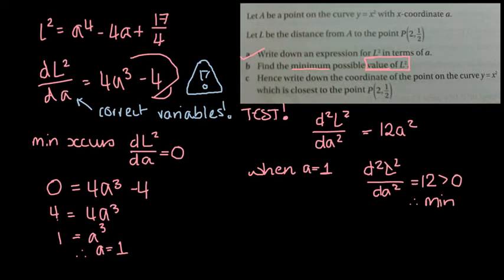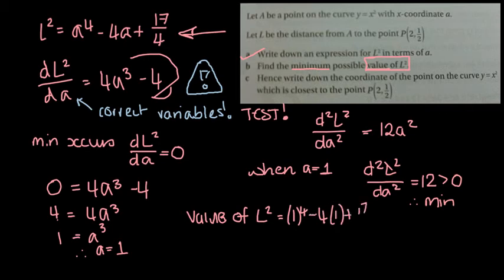So my value of L squared can be found by substituting a into the function for L squared. So this one at the top of the screen here. So 1 to the power of 4 minus 4, lots of 1, and add 17 over 4. And that gives me a value of 5 over 4. That will be the minimum value for L squared.